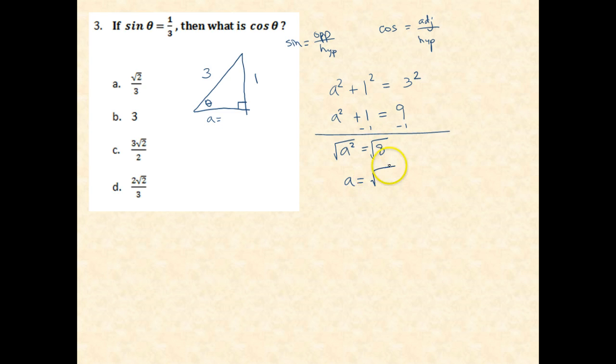But 8 is 4 times 2. I'm simplifying this radical. 4 is a perfect square. The square root of 4 is 2, so the 2 comes out, and we have a 2 left inside. So A is 2 square root of 2. So now what was the question again? What is the cosine of theta? And we said cosine is adjacent over hypotenuse. So the adjacent side is 2 radical 2 over hypotenuse 3. Ding.